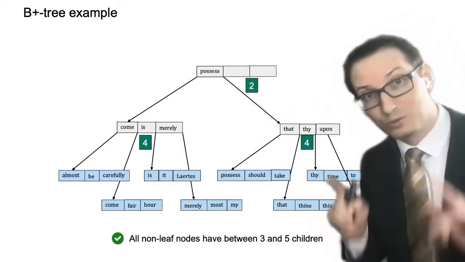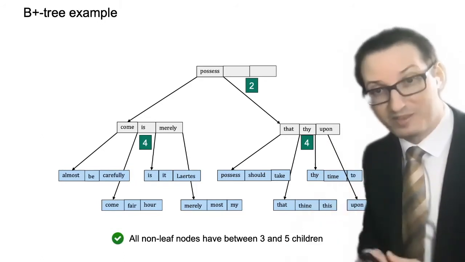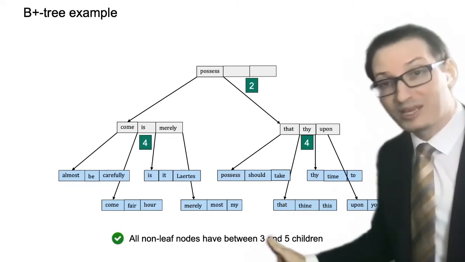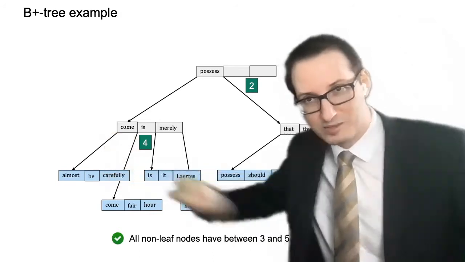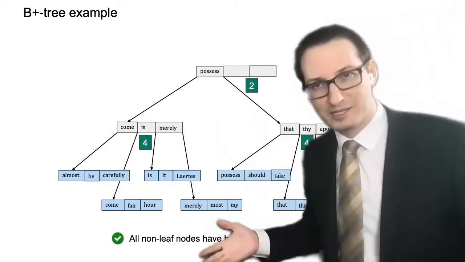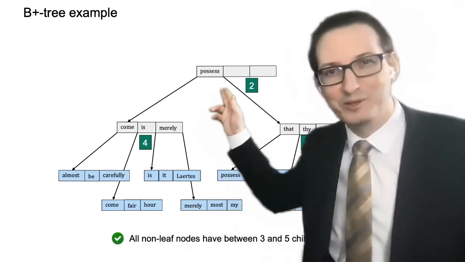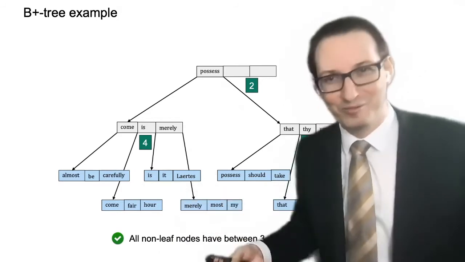For example, you could characterize a B plus tree as a tree with these parameters, right? Between 3 and 5 children per node. So 3, 4, or 5. So here it's 4, that's fine. Here it's 4, that's fine. And here it's 2, that's fine. Well, that's actually fine because it's the root, and the root has basically the freedom of being less, right?